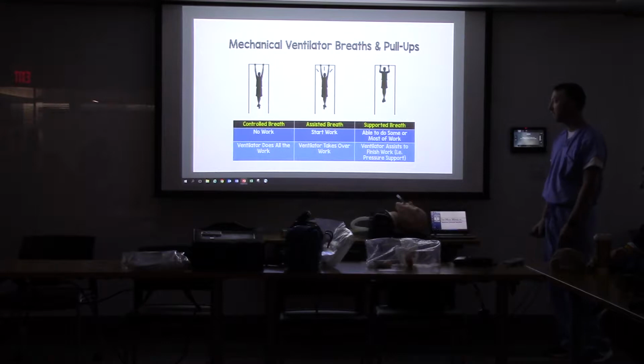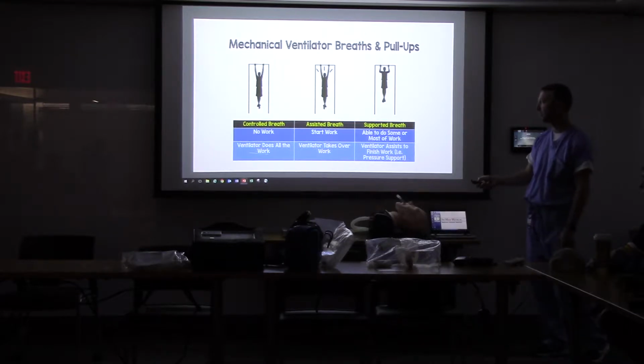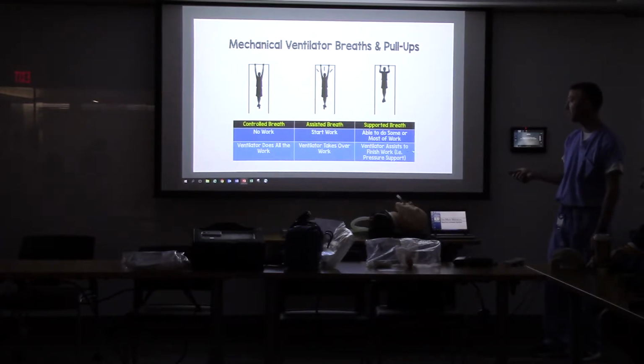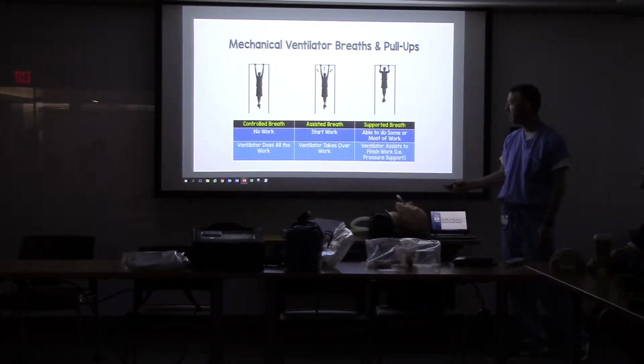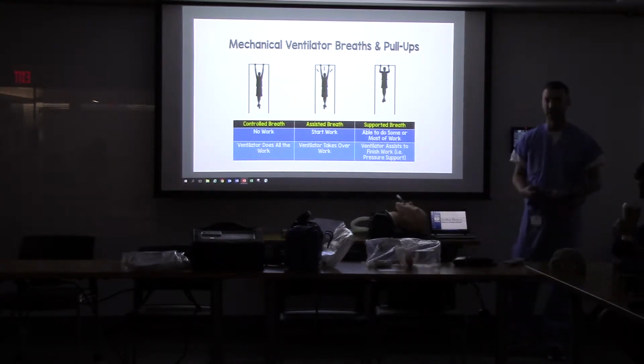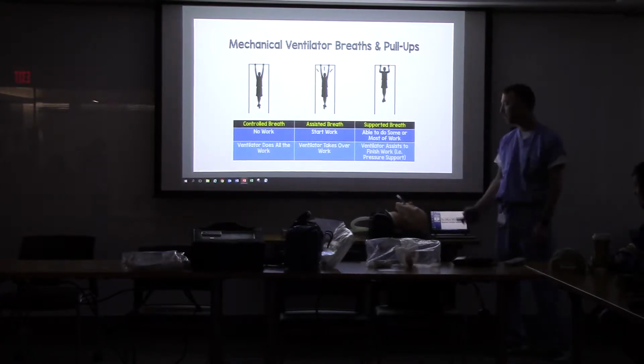So here's a diagram of how and who does the work. You've got your control breath where the patient does no work, but the vent does everything. Patient starts, vent takes over, and then finally the patient is able to do some or most of it, and the ventilator just kind of assists off. This would be similar to doing CPAP or BiPAP. That's just an invasive version of CPAP/BiPAP.